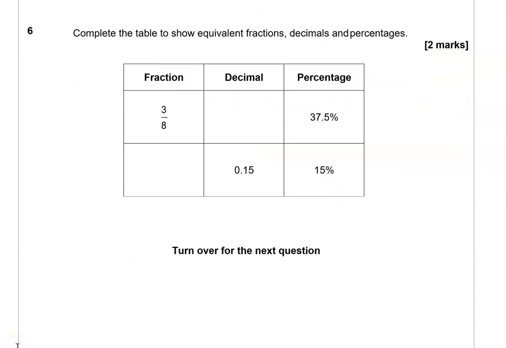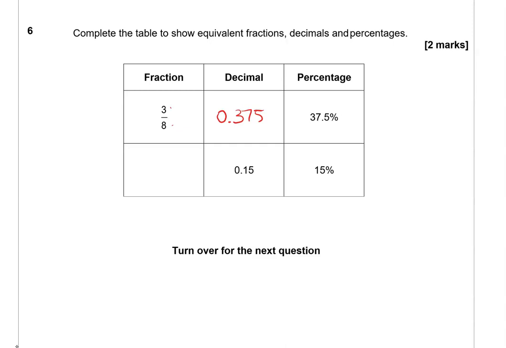Complete the table to show equivalent fractions, decimals and percentages. So we've got 3/8. To convert it to a decimal, all we're going to have to do is 3 divided by 8. Using a calculator, 3 divided by 8 gives us 0.375. And then as a percentage, that is 37.5.